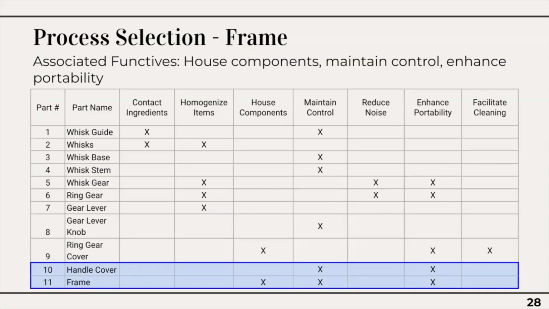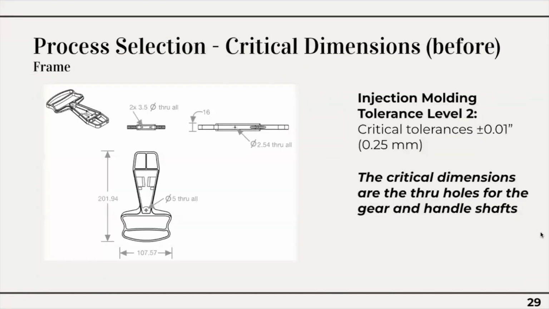So moving on to process selection for our second component, we have the frame, which has since been integrated with the handle covers. The primary functions of this frame are to house components, maintain control of the mixing, and enhance portability. The critical dimensions on all variants of the mixer base are the holes. Their placement and sizing have a tolerance of plus or minus 0.25 millimeters, as this is sufficient to ensure the relative packaging of the gears and shafts is smooth. This allows the user to maintain control of the mixing motion.